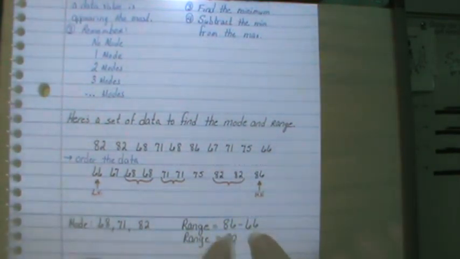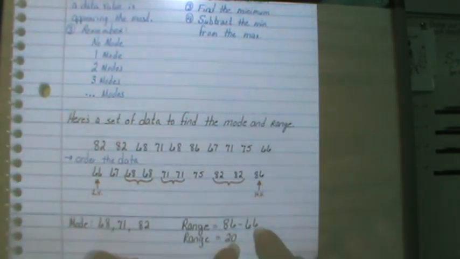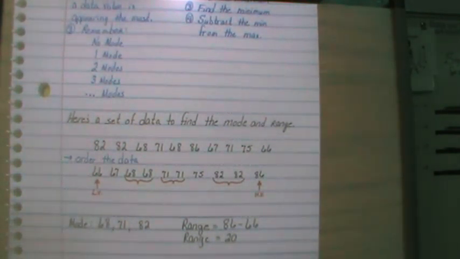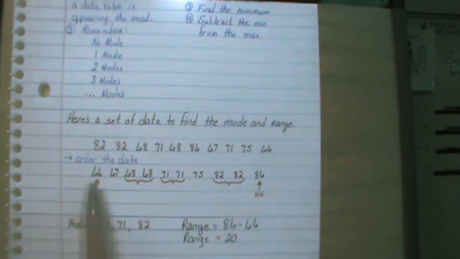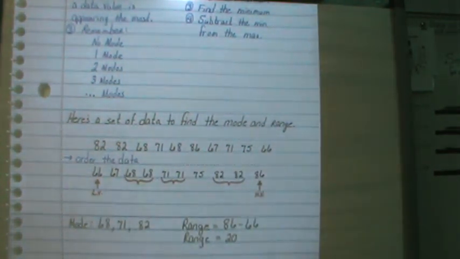For my range, I take my high value, there's my 86, and there's my low value, and I subtract it. And the range of my data is 20. What that means is it's 20 steps from 66 to 86. And then there's all those data pieces in between. And that's all it is for range.